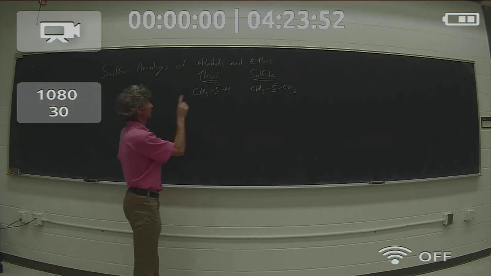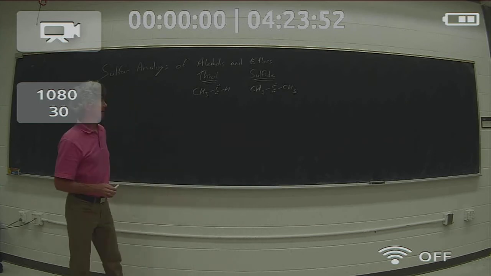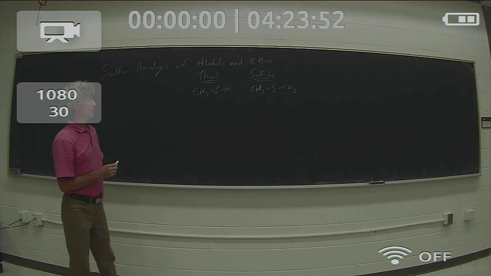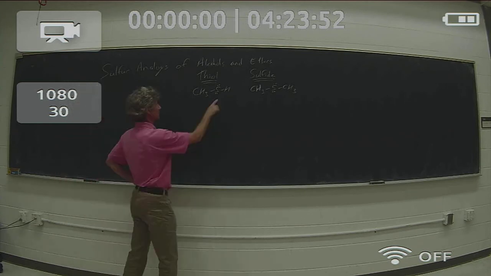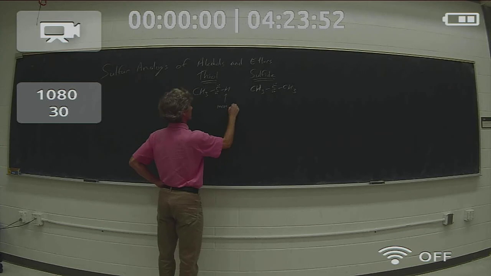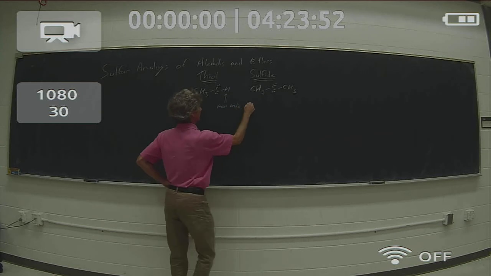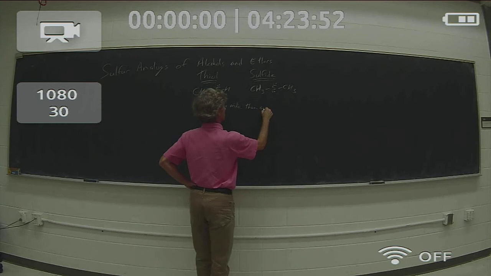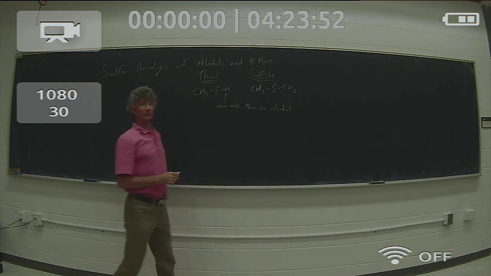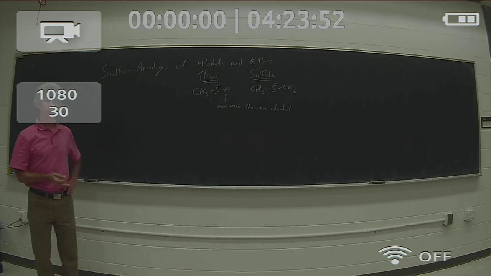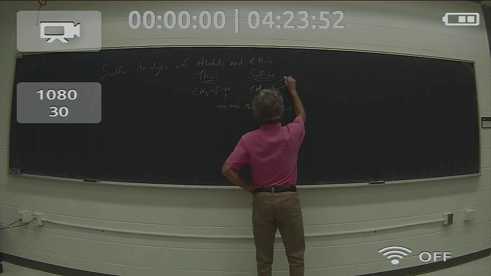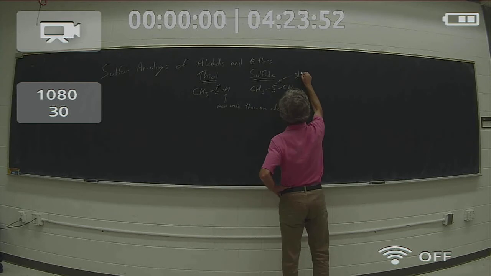The chemistry of these is dominated by the fact that the sulfur is larger and more polarizable than the oxygen. And that means that this is simply more acidic than an alcohol. And it means that even the neutral sulfur is a good nucleophile because of the polarizability.